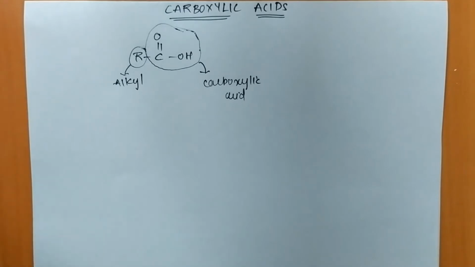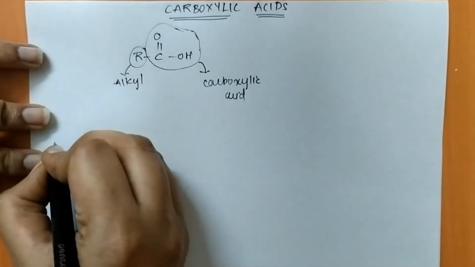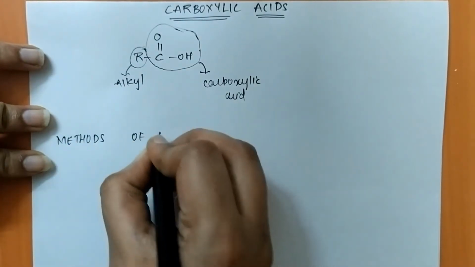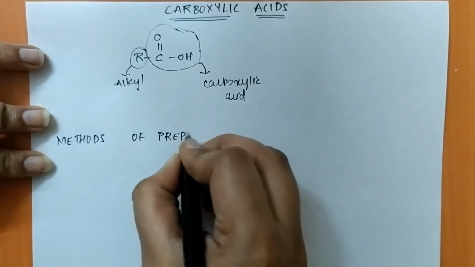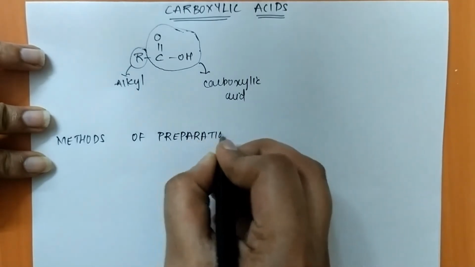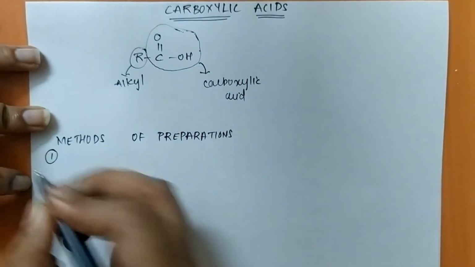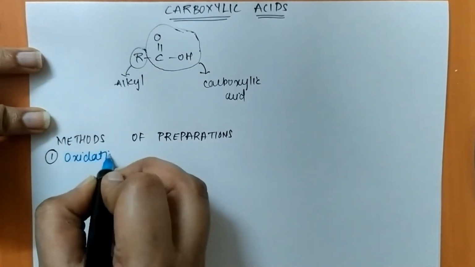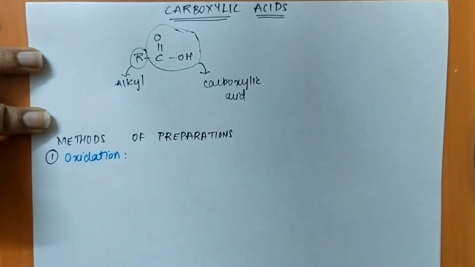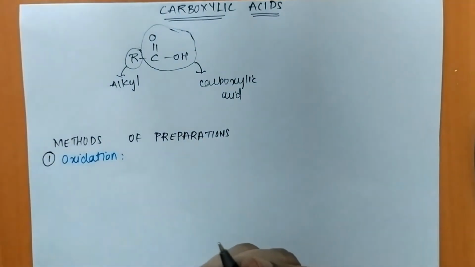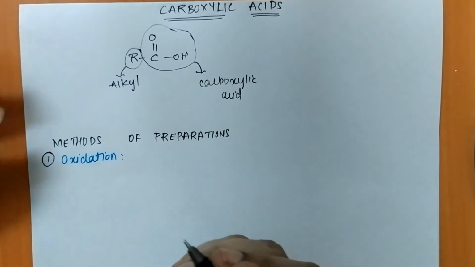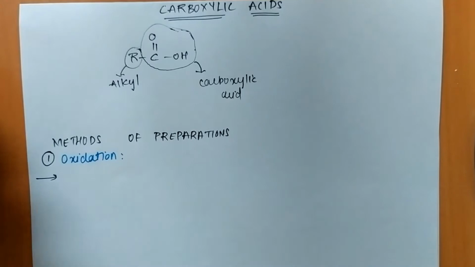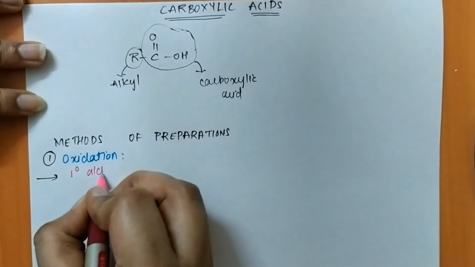Now let us start with the methods of preparation of carboxylic acids. There are many methods by which carboxylic acids are prepared. The first method is oxidation. We can obtain carboxylic acids by the oxidation of primary alcohols.